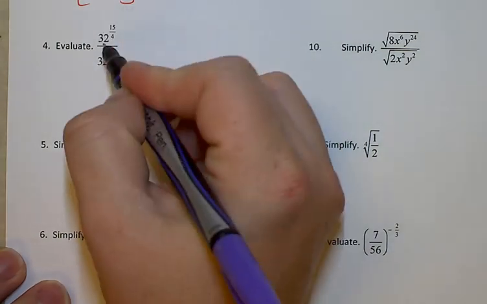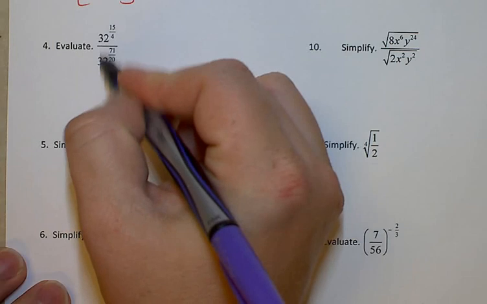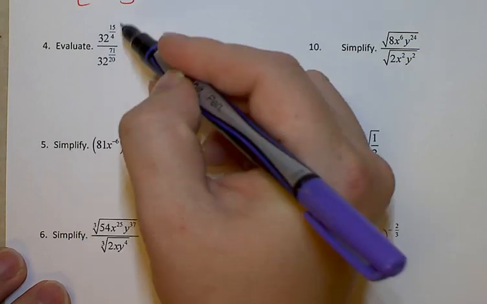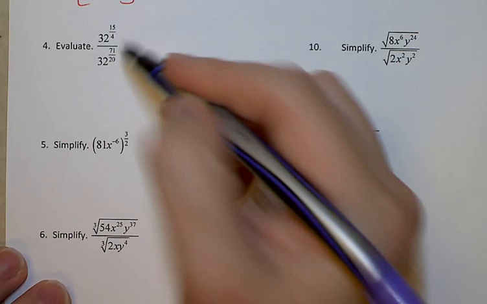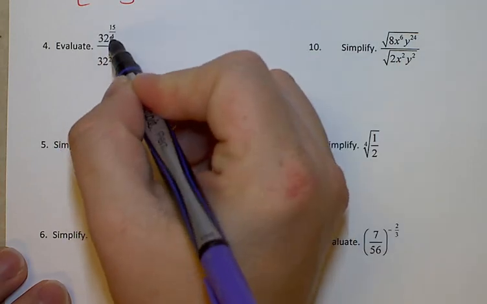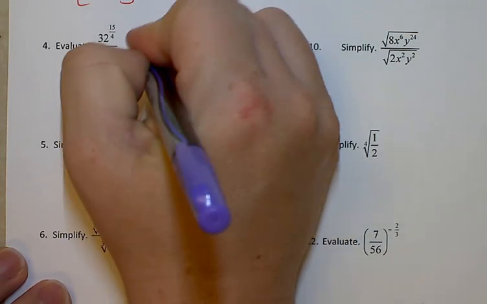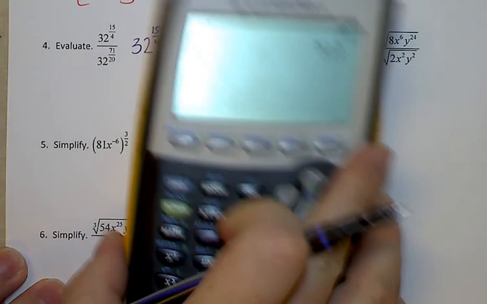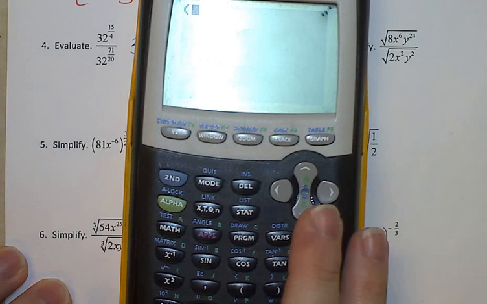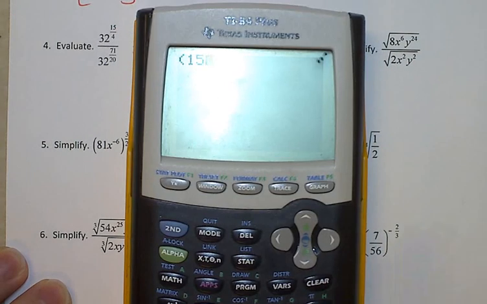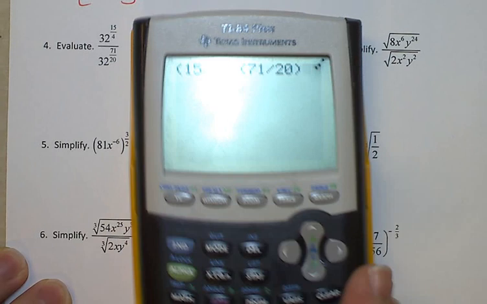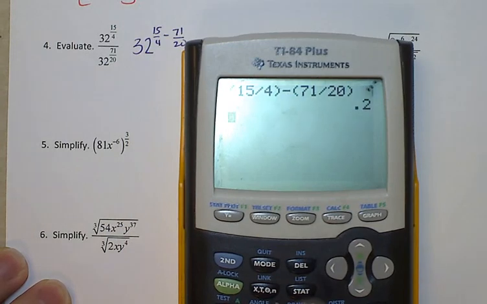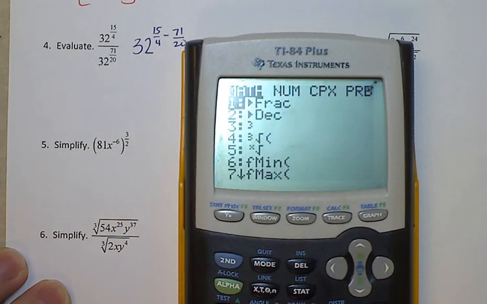Okay, I have the same base. When you have the same base and you're multiplying or dividing, we're going to add or subtract the exponents accordingly. So same base and dividing, we subtract the exponents. And I'm going to use the calculator to make life easy. Remember to use your parentheses. 15/4 subtract 71 divided by 20. Once you get an answer, you're going to turn it back into a fraction by hitting math, fraction, enter, enter.